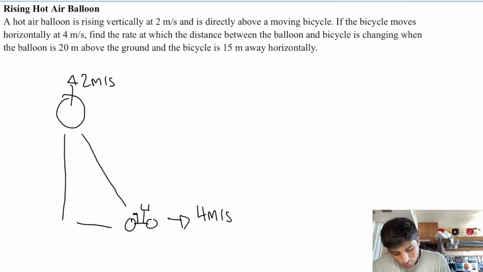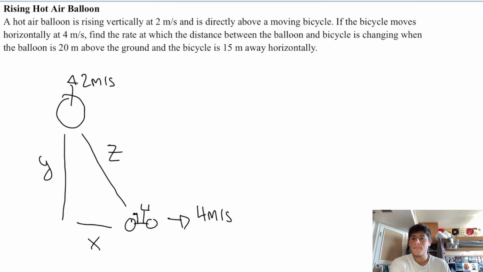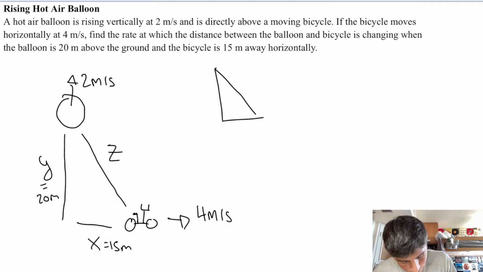We know that this is what we're trying to find. We'll call this Z. We'll call our horizontal distance X and our vertical distance Y, just to stay consistent with previous problems. Okay. Balloon is 20 meters above the ground. We know Y equals 20 meters. And we know X is 15 meters away horizontally, so X equals 15 meters. And now, once again, we have a right triangle with Y, X, and Z.